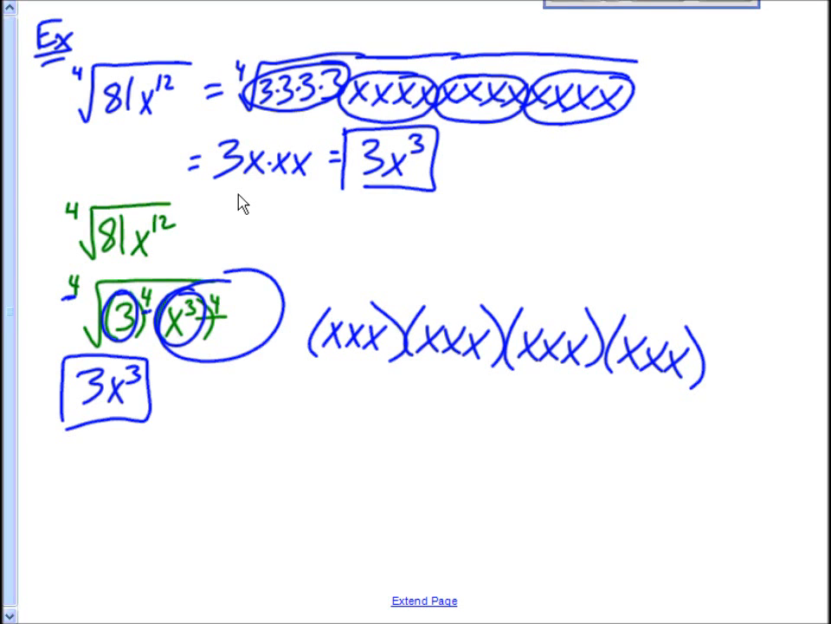Welcome back. Let's continue on here. We just finished the fourth root of 81x to the 12th, which ends up being 3x to the third.